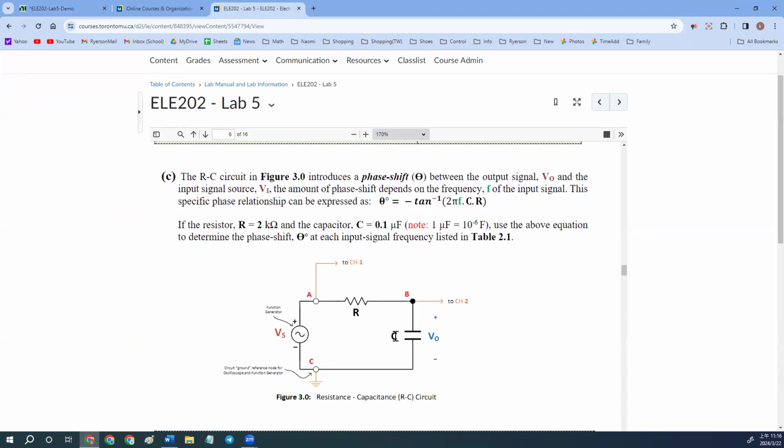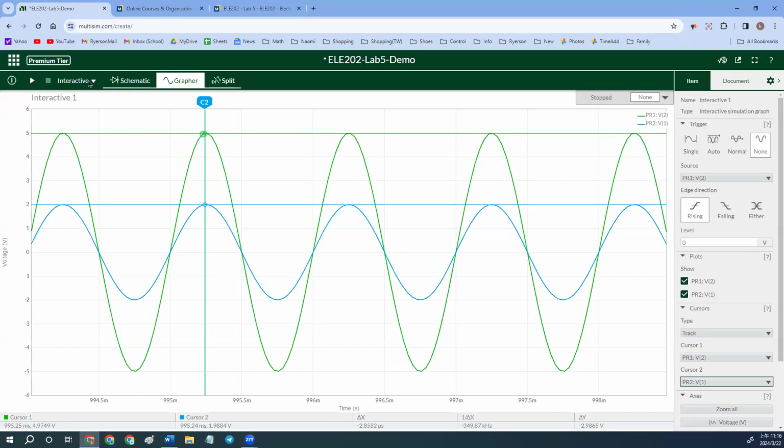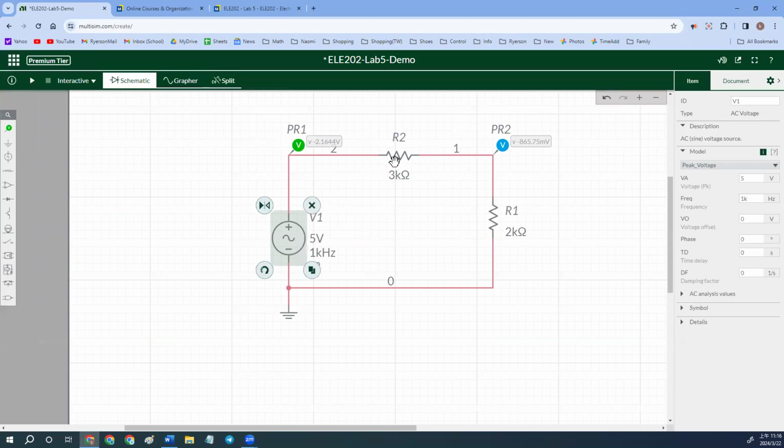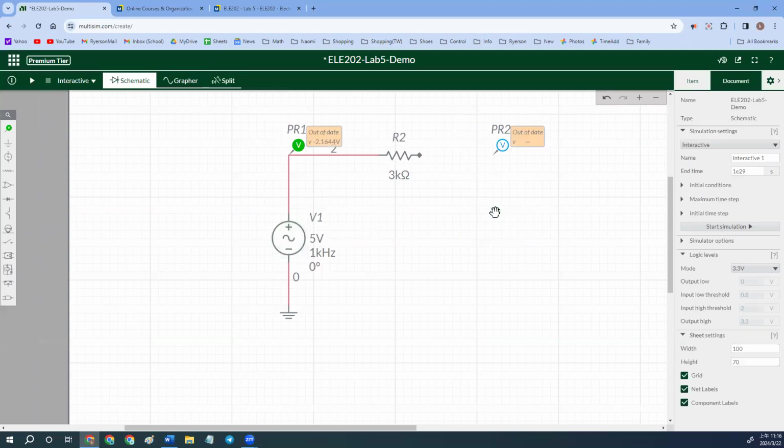So you're going to have an RC circuit. Let's go back to here. We will have a 2K and 0.1 microfarad. All right, so let's go back to the things. Okay, I'm going to delete this. We don't need that.